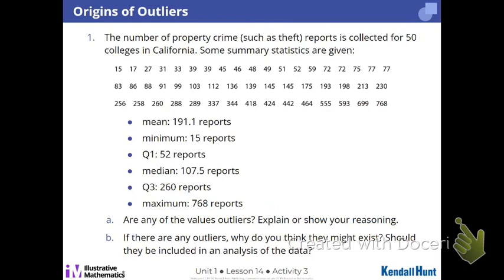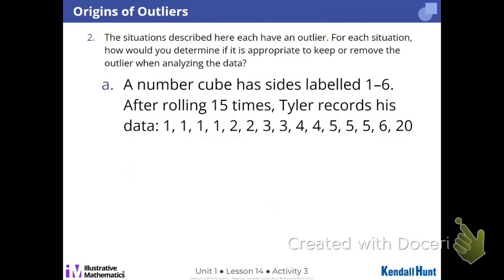So, keep it or yeet it is what we're looking at now. There's a number cube, 1 through 6, and they roll all these times. Someone got a 20. Let's vote. Raise your hand to keep the 20. Raise your hand to yeet the 20. Yeah, you can't get 20 on a 1 through 6, so obviously bad data, right?